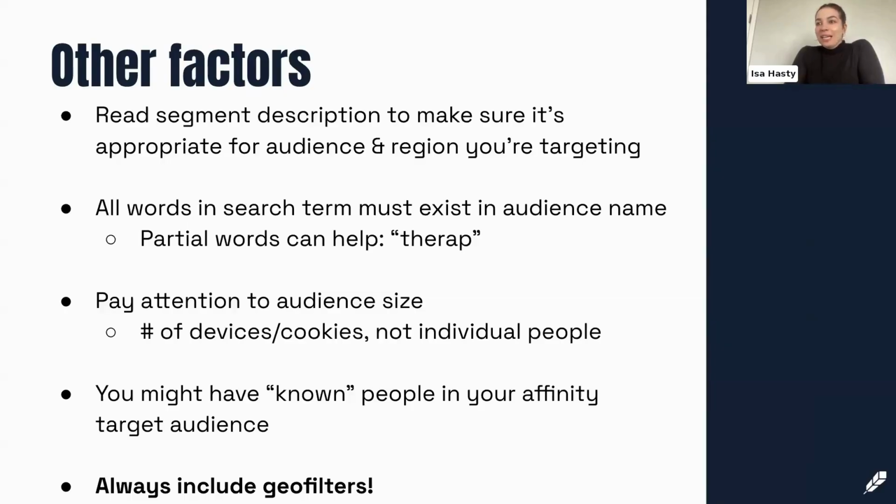Alright, I'm going to trudge forward, and if we go a little bit over, I can certainly swing that. So basically a summary of what we've talked about here is to read the descriptions to make sure they're applicable to you. You can use partial words when you're searching to make it a little easier to find variations of that word. Do pay attention to audience size because that will determine your total potential market. And also keep in mind these are devices or cookies, not individual people. So 5 devices might equal 1 person if you're wondering why an audience is so large.